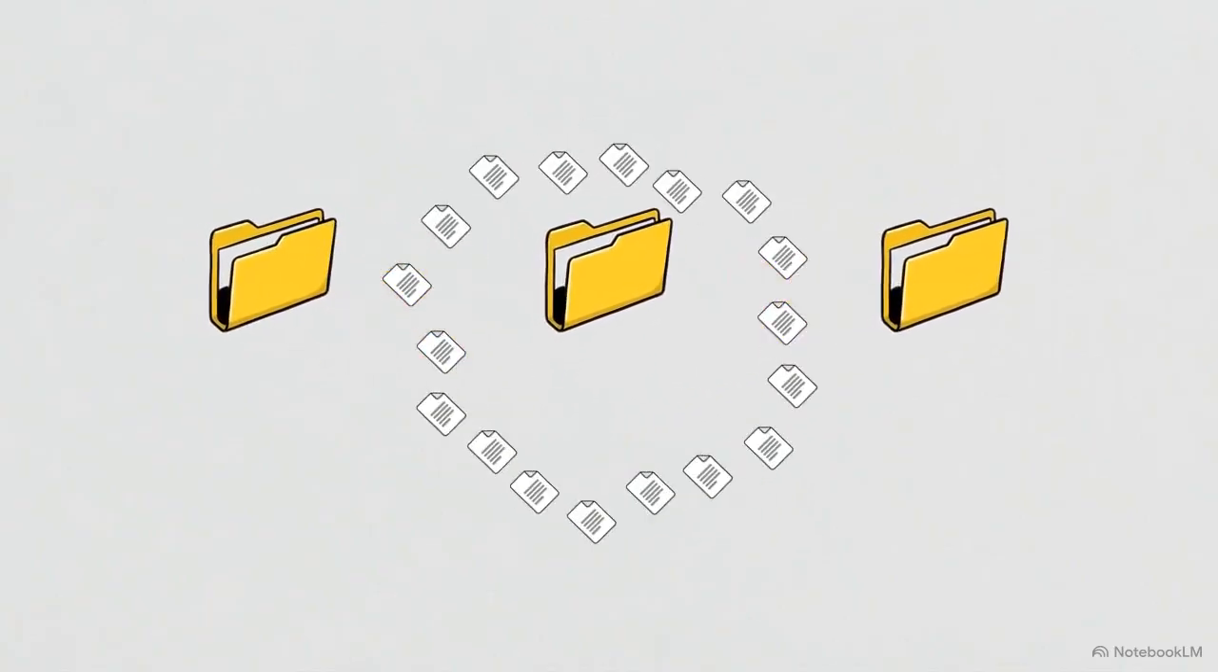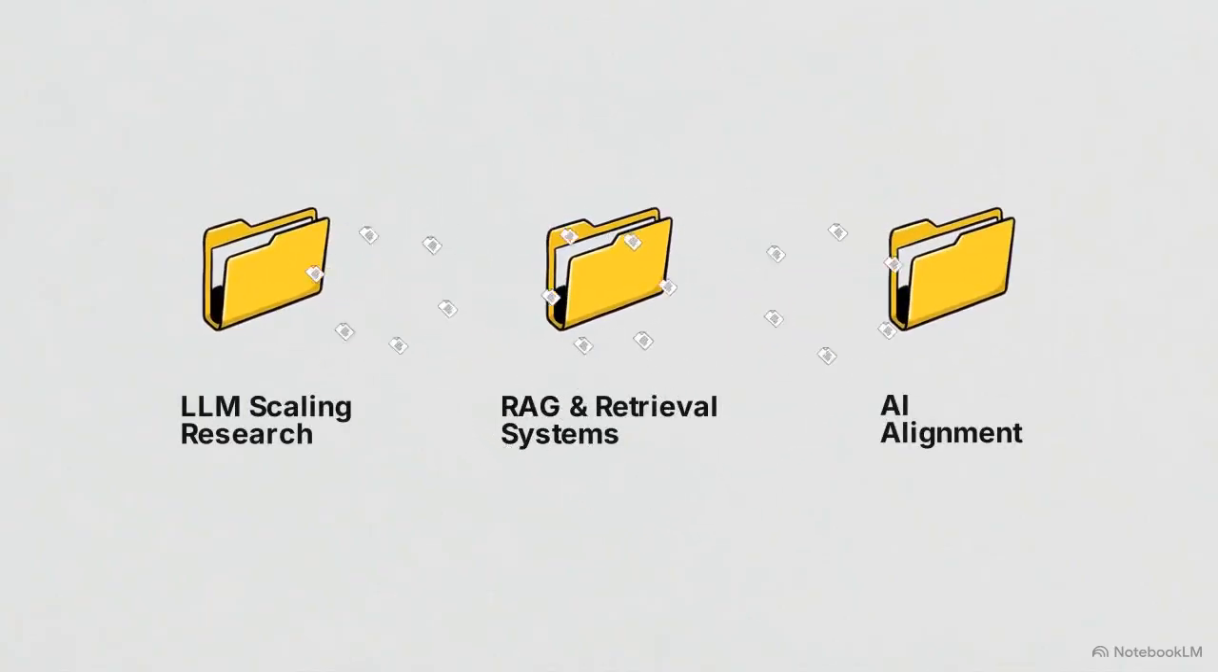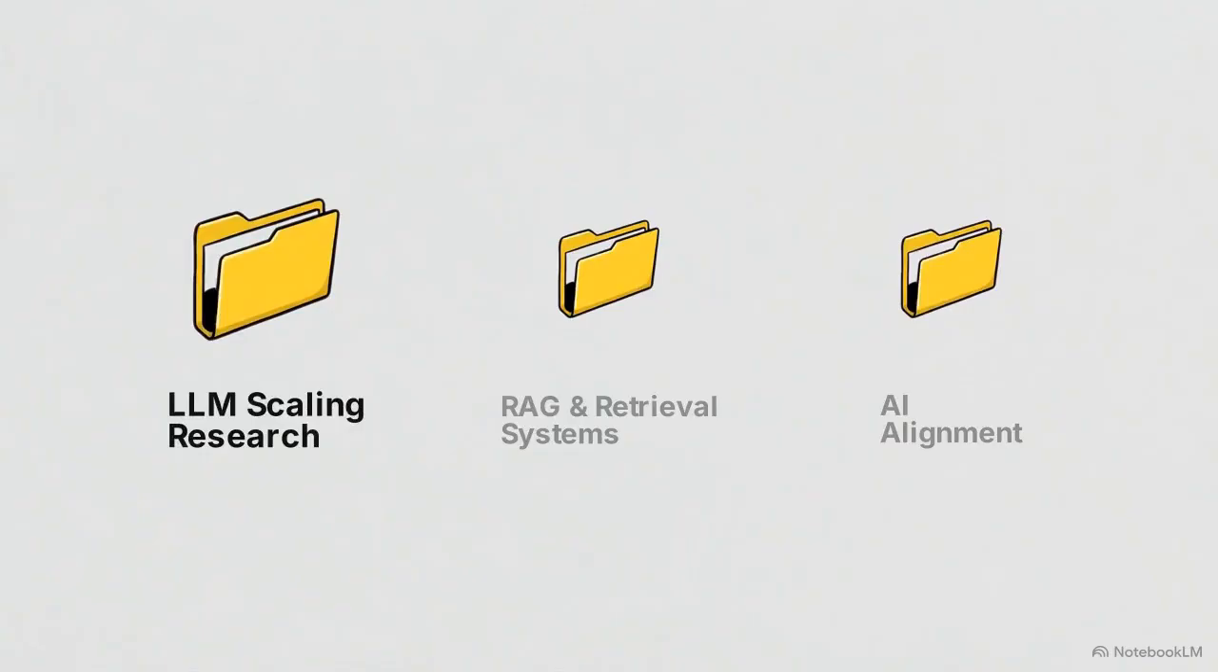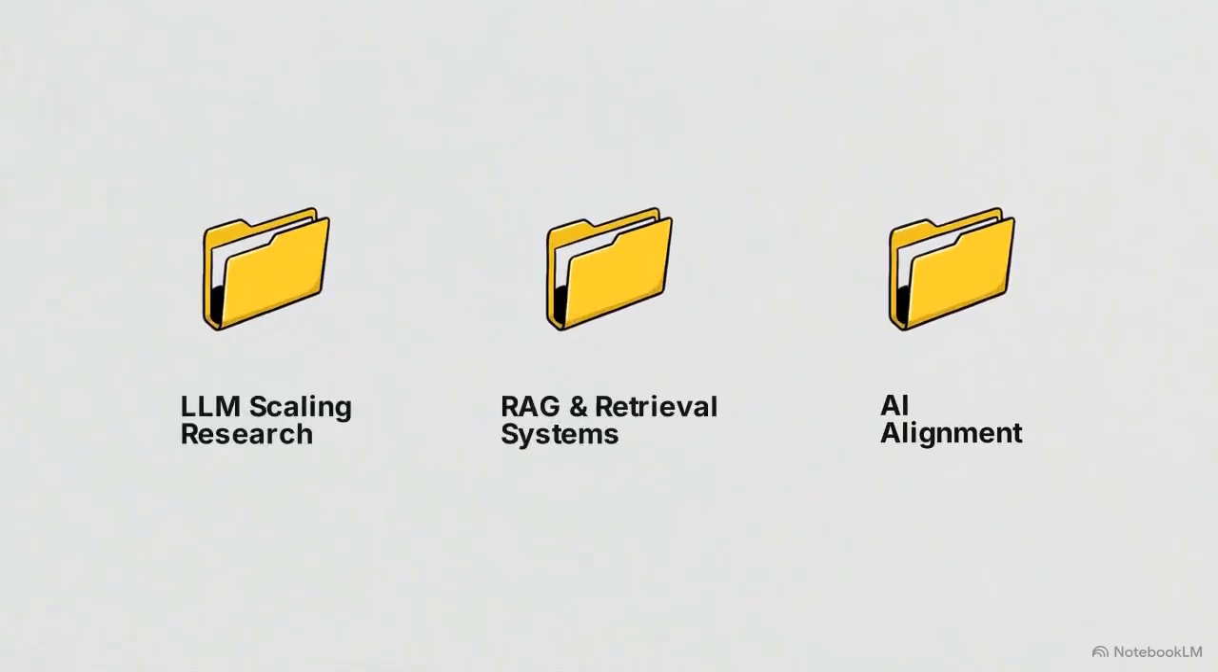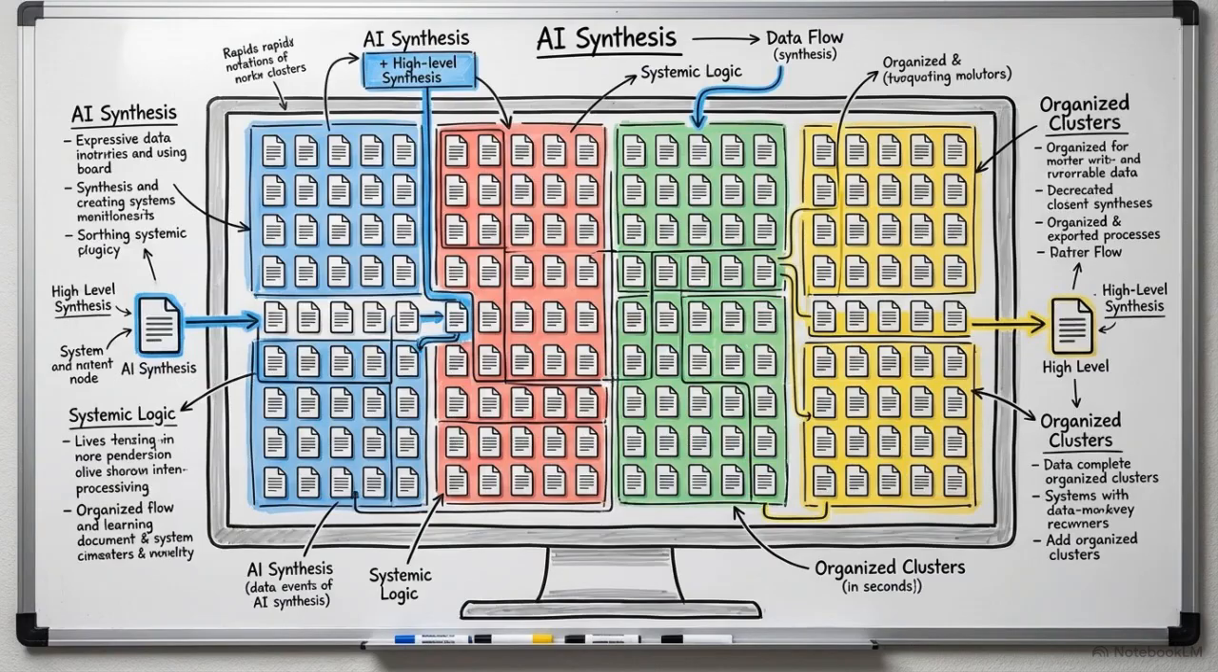You should also employ strict thematic splitting. Create separate notebooks for distinct research objectives, like LLM scaling or AI alignment, to keep the AI's focus sharp. Meticulous data preparation and thematic organization provide the necessary foundation for high-level AI synthesis.